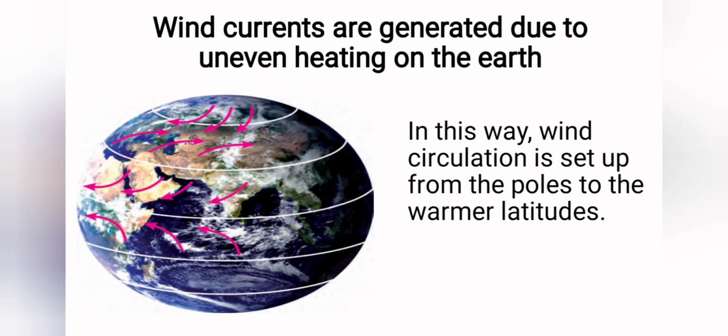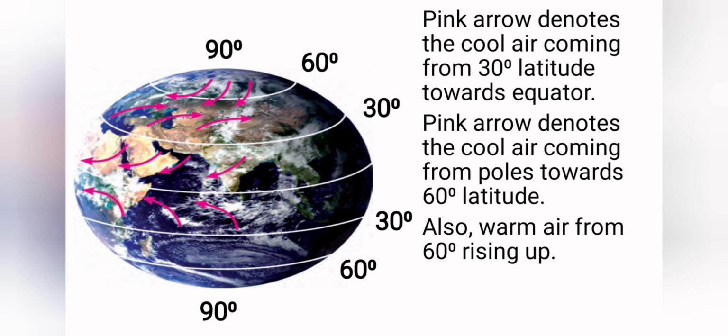Fourth property, wind currents are generated due to uneven heating on the earth. First, wind circulation is set up from the poles to the warmer latitudes. So students, see this image. In this image, the pink arrow denotes the cool air coming from 30-degree latitude towards the equator. Also, it denotes the cool air coming from the poles towards 60-degree latitude and warm air from 60-degree rising up.